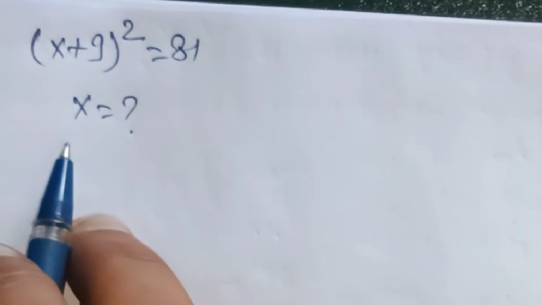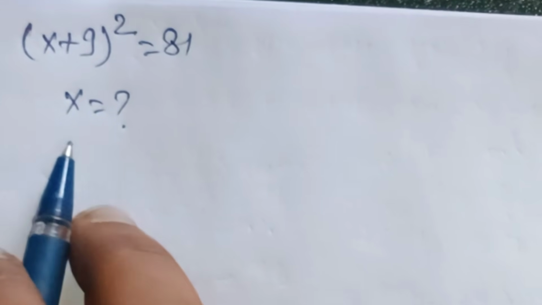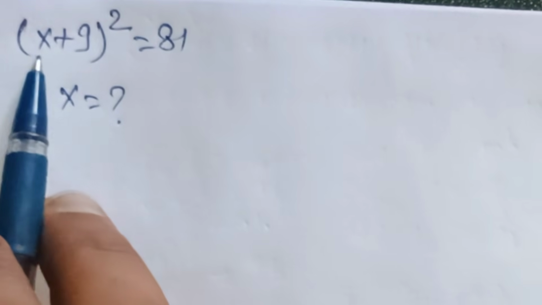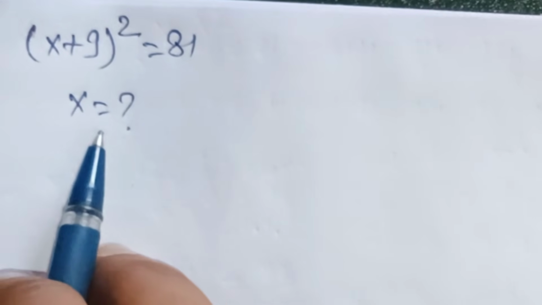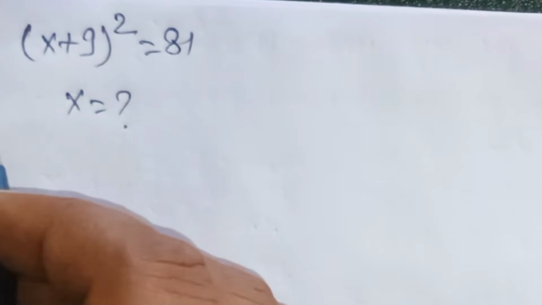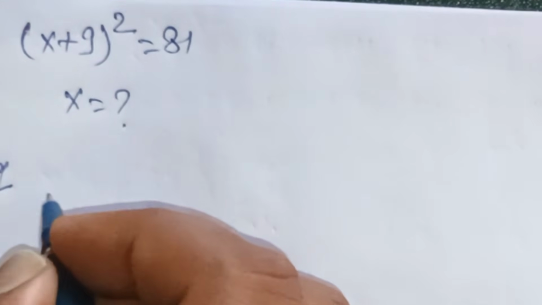Can you solve this type of problem? If you solve, tell me what is the value of x. Here the question says (x + 9)^2 is equal to 81. We want to find the value of x. Let's start the solution. This will be solved in two methods.